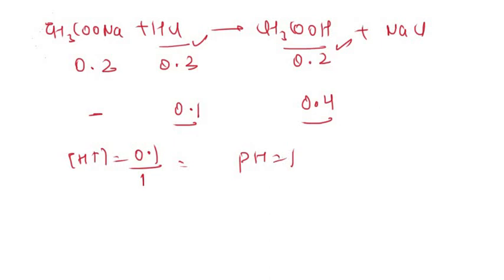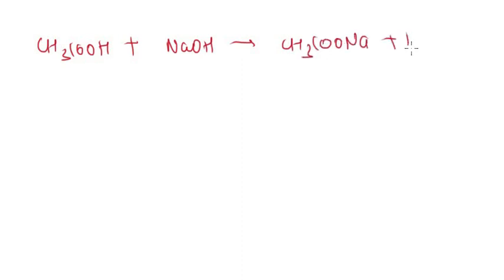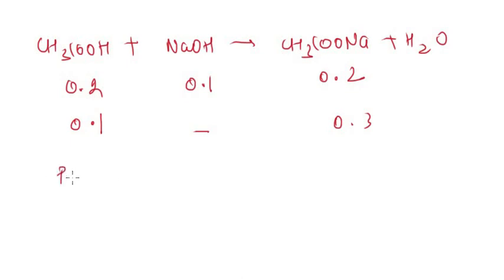Now in the final case we have added some amount of NaOH. We have acetic acid that will be reacting with NaOH and it will form sodium acetate plus H2O. So here acetic acid is 0.2 molar, NaOH is 0.1 molar and sodium acetate 0.2 molar. So it will be 0.1, it will be added and it will be 0.3. So pH comes out to be 5 plus log of 0.3 over 0.1. So the pH will become 5.48.